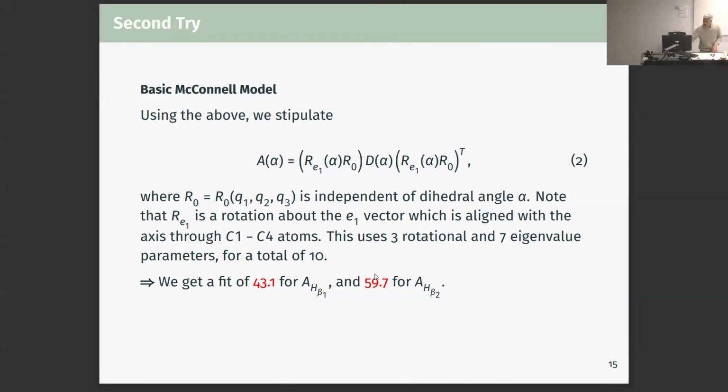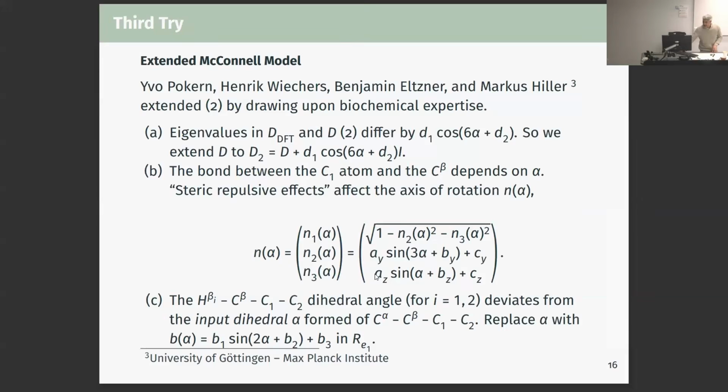And then the question is, can we do better? Okay, so if you bring in some spectroscopists and biochemists, and you say, okay, well, what additional things can we account for? So the eigenvalues fit and the data differ by that cosine 6 alpha term. So you put that in.